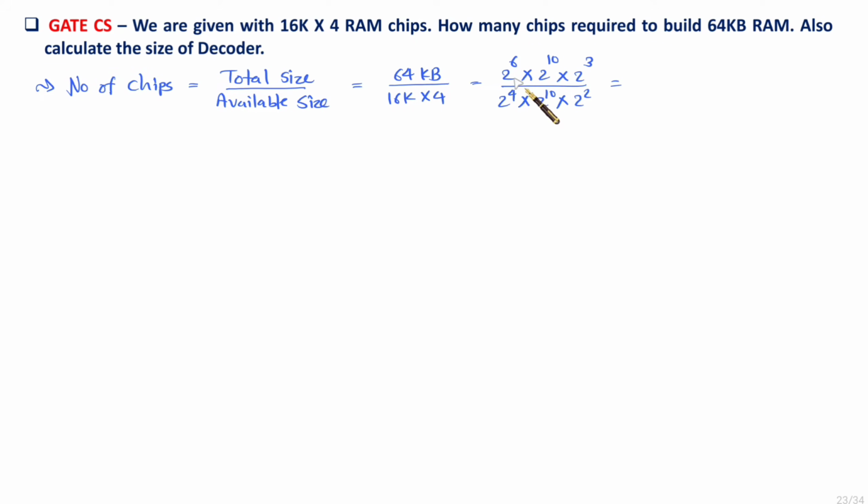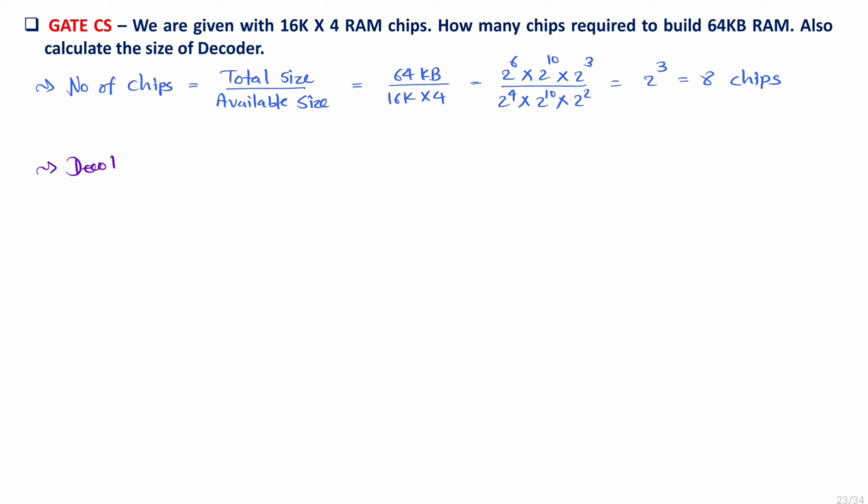So in the numerator we will be having 6 plus 10 plus 3 means 2 to the power 19, and in the denominator we are having 4 plus 10 plus 2, 16. So 2 to the power 3, that is 8, is the number of chips that we need to build 64 KB of RAM using 16K cross 4 RAM chips, right? Now my dear students, the question is to calculate the decoder size. So here I am not going to show you the circuit. I will explain how we can identify the decoder output.